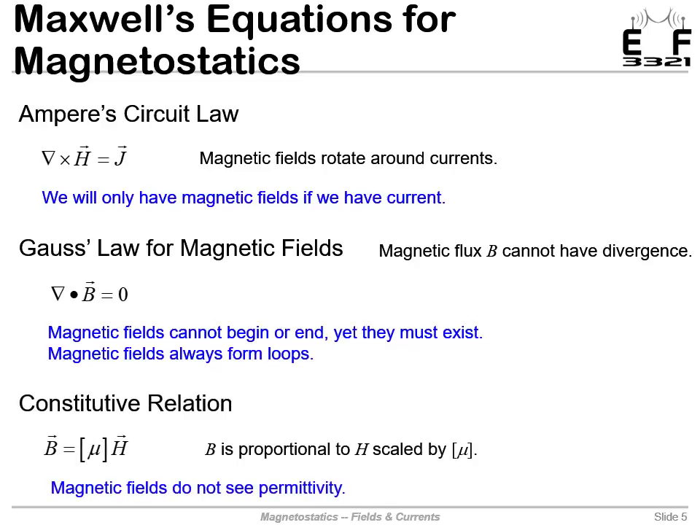We then have the constitutive relation that relates the magnetic flux density B to the magnetic field intensity H through the permeability. Notice the permittivity does not appear here, so the magnetic fields do not see the permittivity at all. In fact, the electric and magnetic aspects of a device are completely decoupled in statics. And to know everything about a device, we actually would have to do two different analyses, one as an electrostatics problem and the other as a magnetostatics problem.